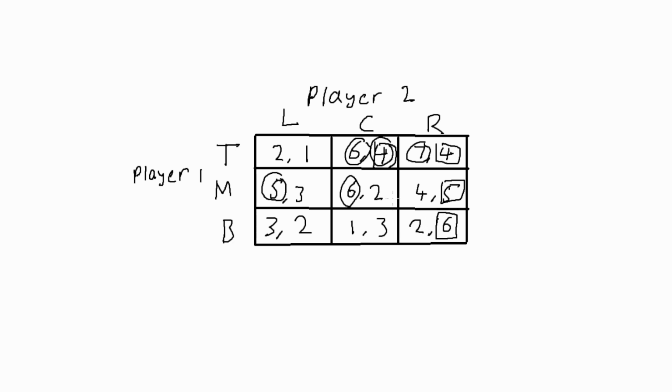So we can see in this game we've actually ended up with 2 Nash equilibria at top center and top right, which is entirely possible in these games, that there can be 2 Nash equilibria.